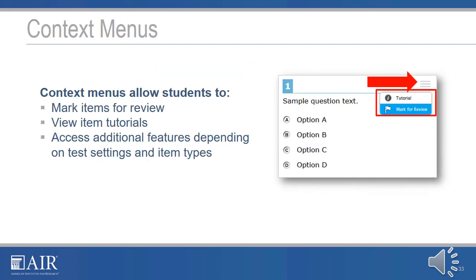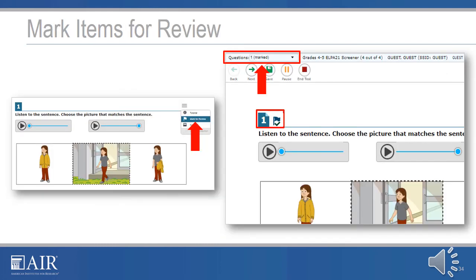Some test items and stimuli contain context menus. Students may use context menus to mark items for review, view item tutorials explaining how a particular item type works, and access additional test features. To flag an item for later review, students select Mark for Review in the Context menu. After marking an item for review, the drop-down navigation menu will show Marked next to the item number. Additionally, the item number at the upper left of the item will appear with a folded corner and a small flag icon.